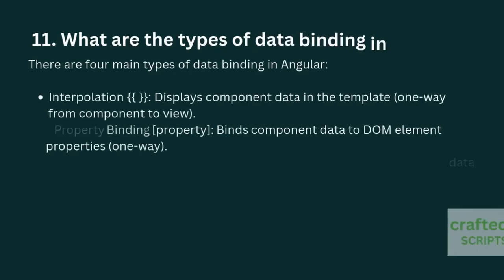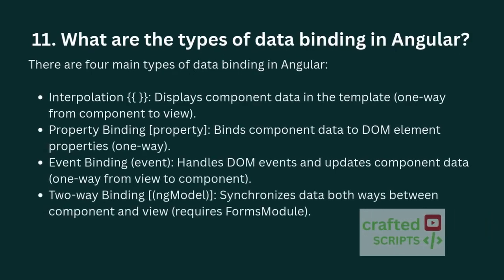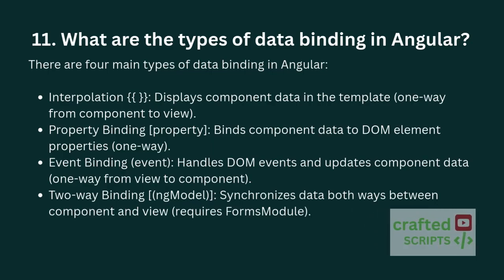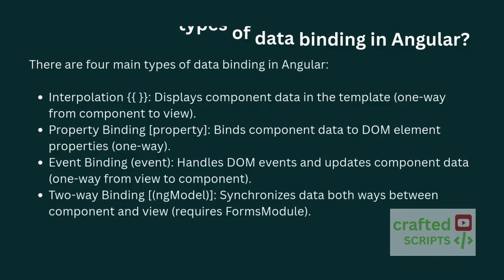Question number 11. What are the types of data binding in Angular? There are four main types of data binding in Angular. Interpolation displays component data in the template, one way from component to view. Property binding binds component data to DOM element properties, one way. Event binding handles DOM events and updates component data, one way from view to component. Two-way binding synchronizes data both ways between component and view, and requires the forms module.